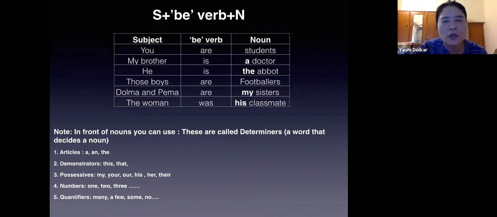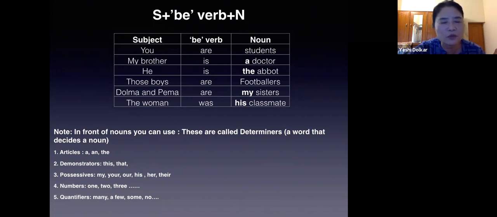You are students. My brother is a doctor. He is the abbot. Those boys are footballers. All right. So Pema and Dolma are my sisters, or Pema and Dolma are sisters. My sisters. Okay. So the woman was his classmate.